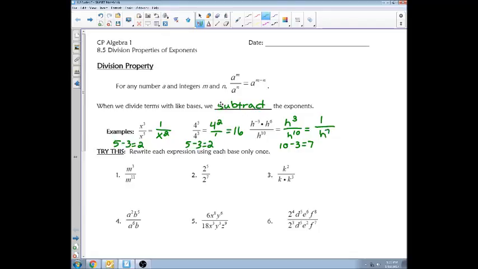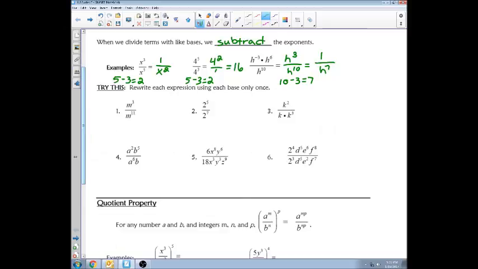Okay? Here's some more examples. Rewrite each expression using each base only once. So again, I have m to the third over m to the 11th. 11 minus 3 will be 8. So I will have m to the 8th. Okay? But I need to put it where the largest exponent is, which is in the denominator. So 1 over m to the 8th would be my answer.